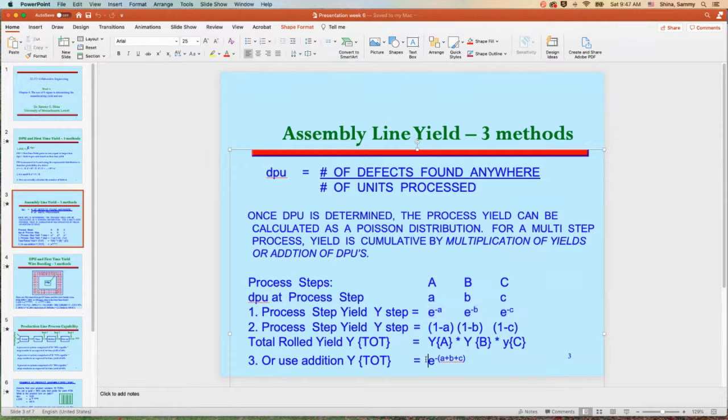Then it's very easy to add up the defect rates to get the total yield. The yield is a multiplication of individual yields. So you can either do it by yield, which is e to the minus the summation of the DPUs, or just add up the DPUs. That would be another way of doing it.